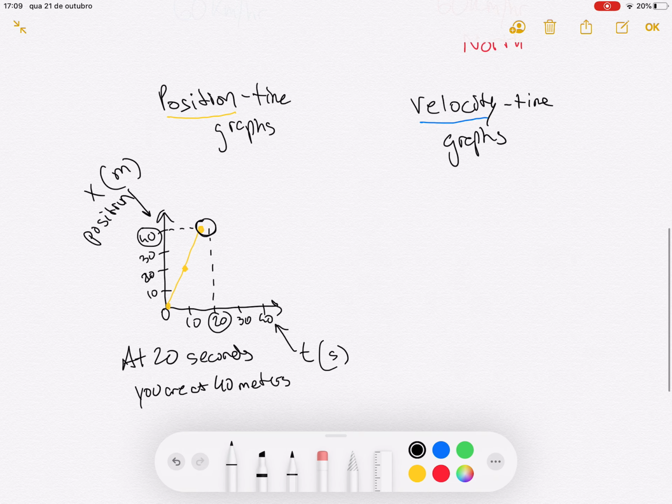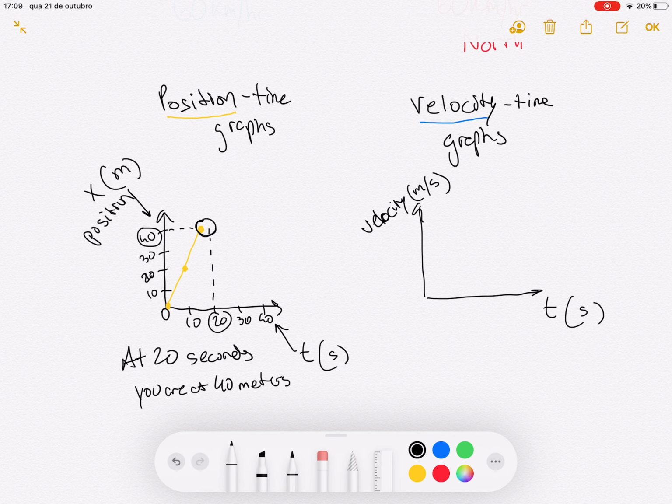Okay, so now for the velocity time graph. We can still use this position time graph to help create the velocity time graph. So we do the same thing, we draw the graph, and here we can still have time, still in seconds, but over here, instead of having position, we're going to have velocity. We can write velocity in meters per second, since that's the measurement we're using here. Or we could also write velocity like this.